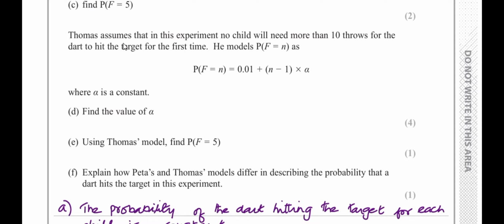Next part of the question. Thomas assumes that in this experiment, no child will need more than 10 throws for the dart to hit the target for the first time. He models probability of f is equal to n as 0.01 plus n minus 1 times alpha, where alpha is a constant. Find the value of alpha. Here n would mean the number of attempts by the child when the dart will be hitting the target for the first time, and that will be within the 10 attempts.